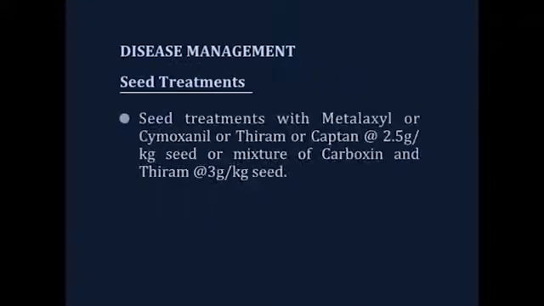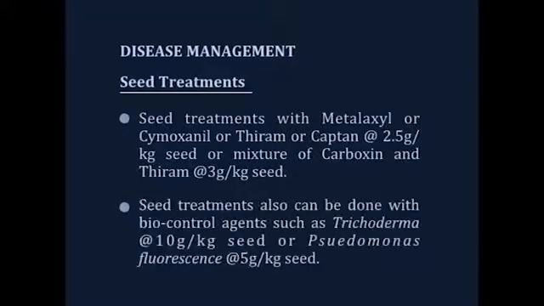Seed treatments with metalaxyl or cymoxanil or thiram or captan at the rate of 2.5 gram per kg seed, or a mixture of carboxin and thiram at the rate of 3 gram per kg seed. Seed treatments also can be done with biocontrol agents such as Trichoderma at the rate of 10 gram per kg seed or Pseudomonas fluorescens at the rate of 5 gram per kg seed.